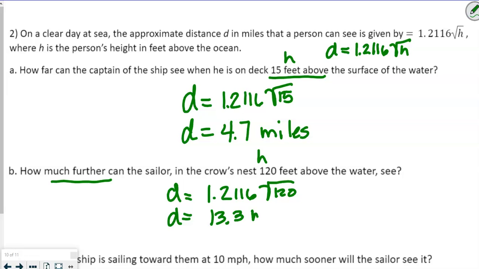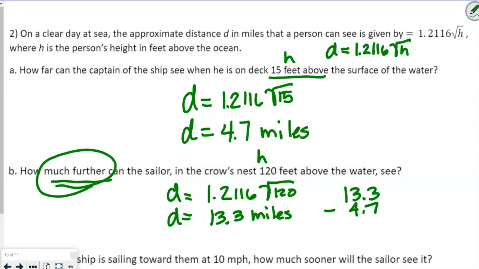And again, what is this? Miles. All right, so now it asks me how much further can the sailor see. So we got to go 13.3 minus 4.7, right? So when we do that, we're going to get 8.6 miles. All right, so the last part, part C.